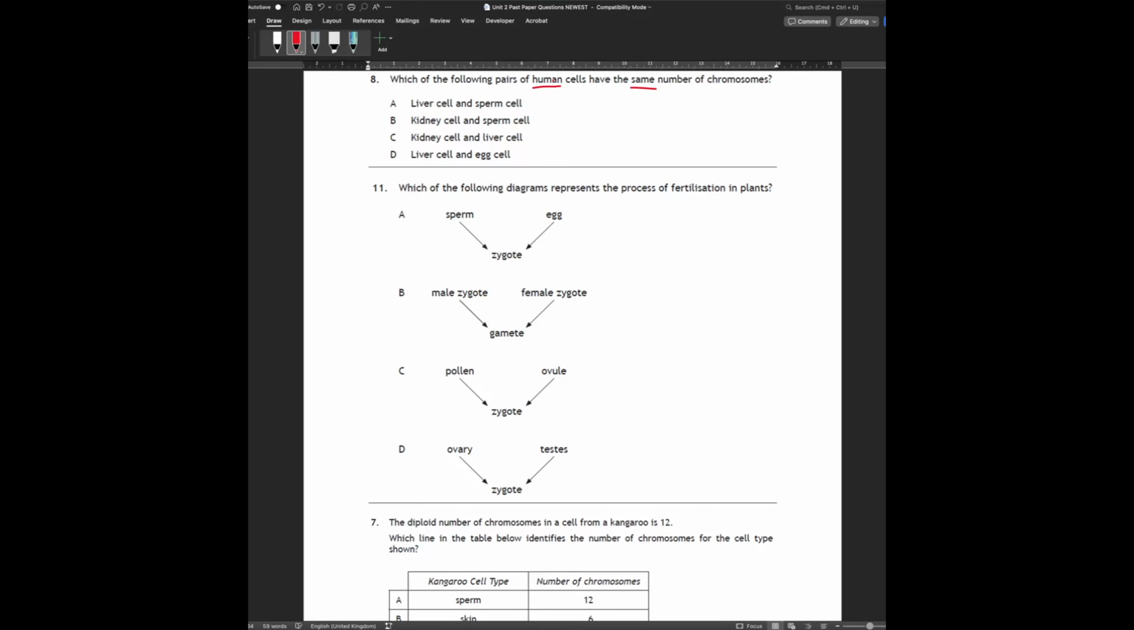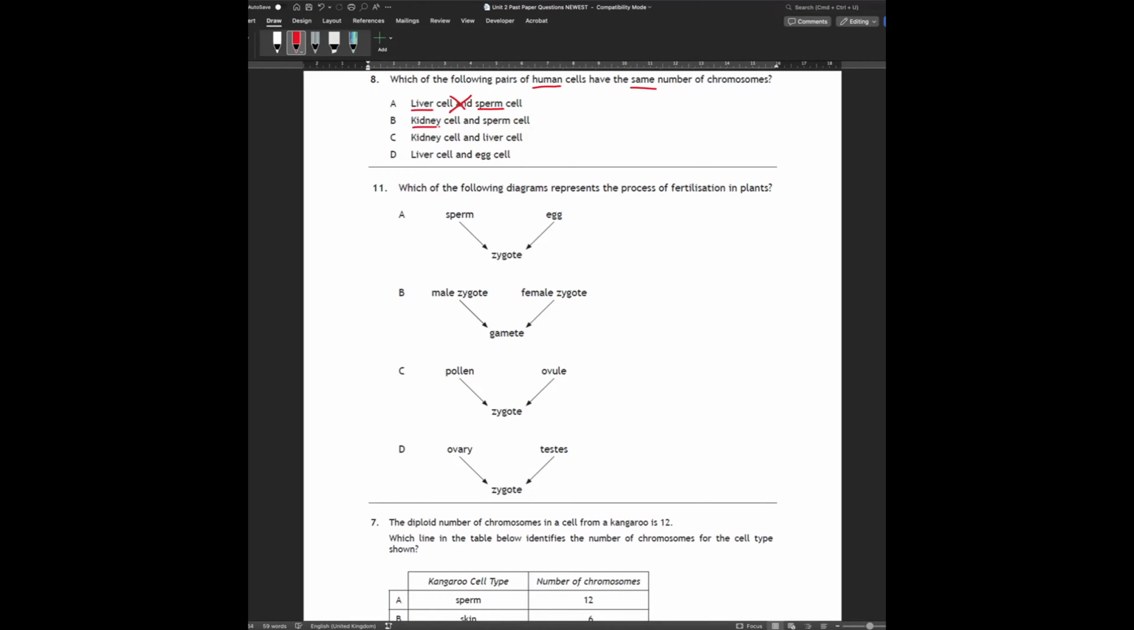So what this question is asking us is, where do we have a pair of cells where one is body and the other is body, or where one is gamete and the other is gamete? That's essentially what you're looking out for. Diploid and diploid, or haploid and haploid. So let's have a look. We've got a liver cell in this first one, which is a diploid cell, and a sperm cell, which we know is a haploid gamete. So it can't be those two. They do not have the same number of chromosomes.